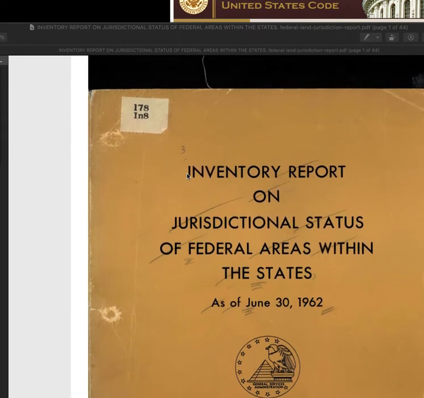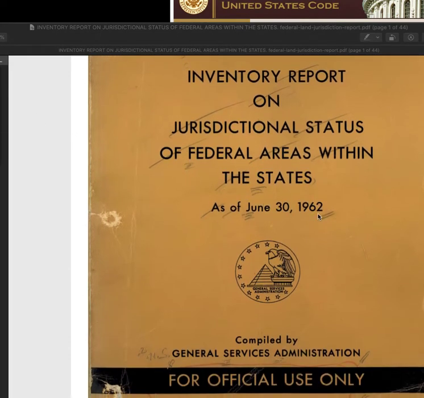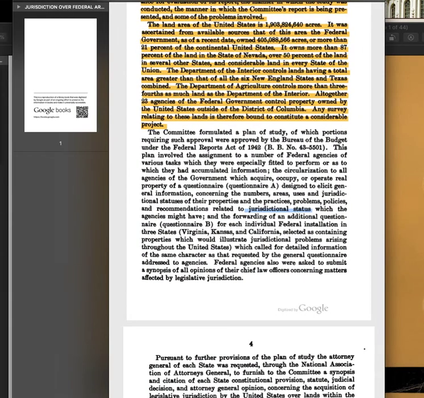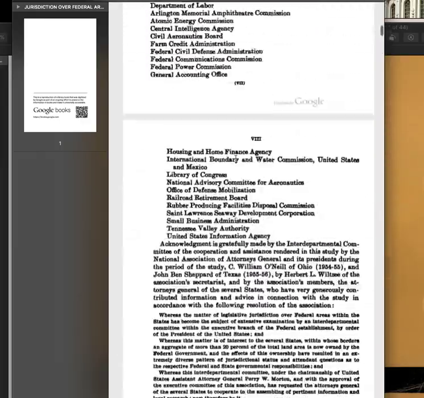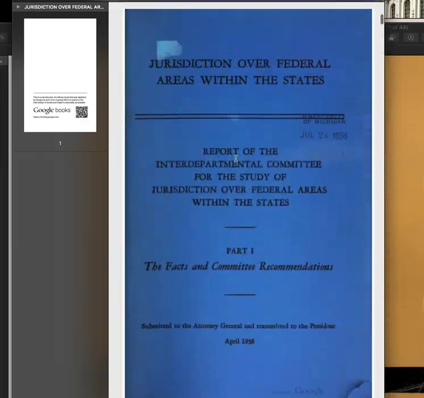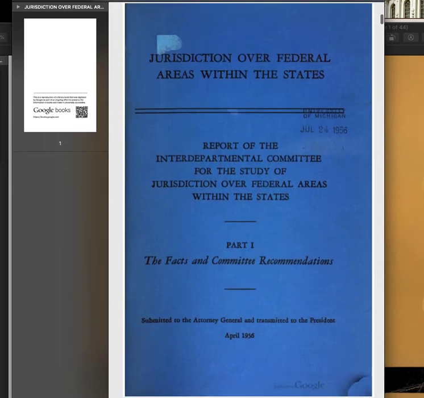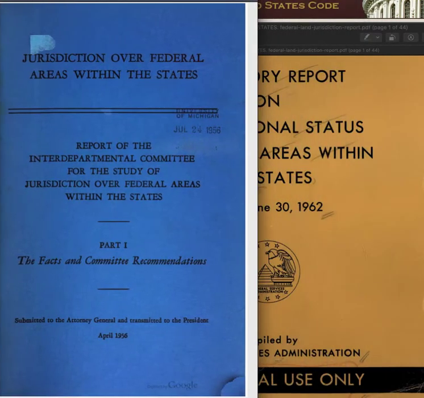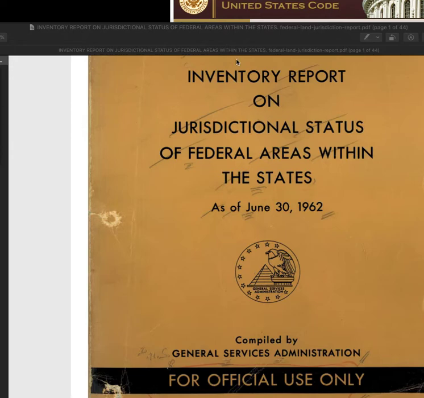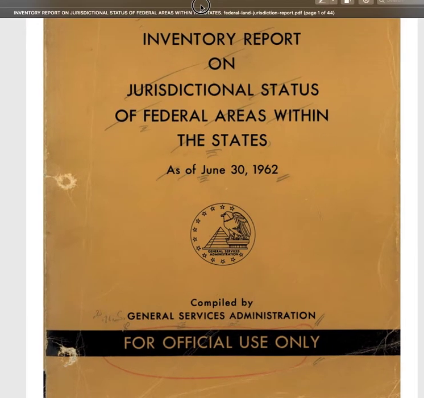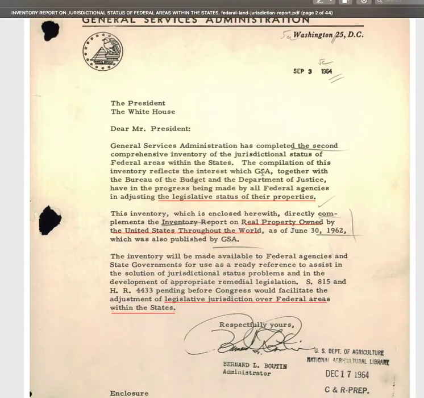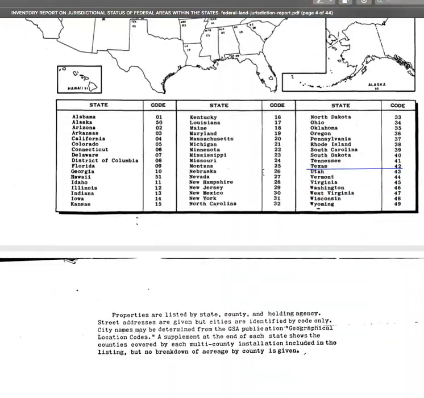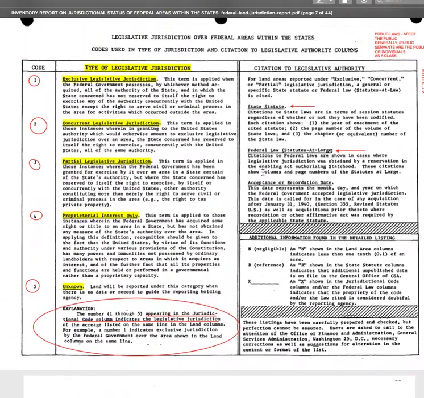And this report came out in 1962, references the jurisdiction report. And this jurisdiction report says we need to find out what we own, where we own it, and what power we have on it. And that's what this report did. And there was, I think, one before this one and one after this one. So what they came up with was this sheet right here.